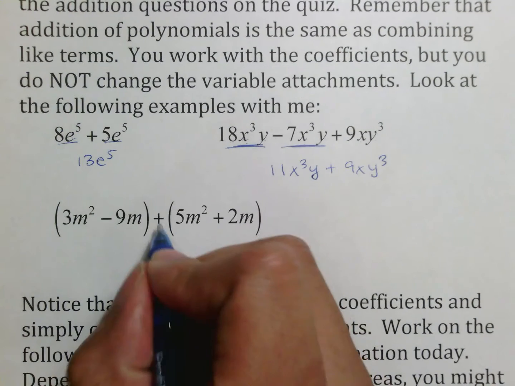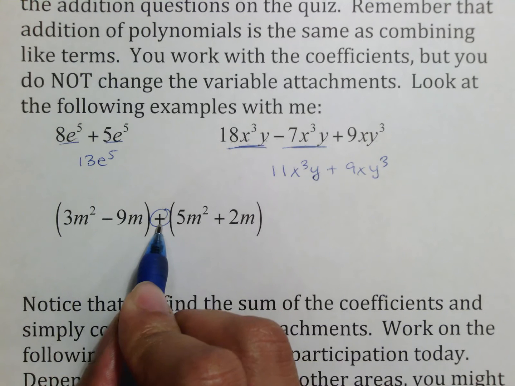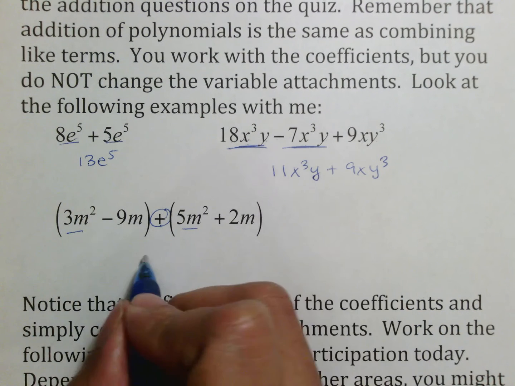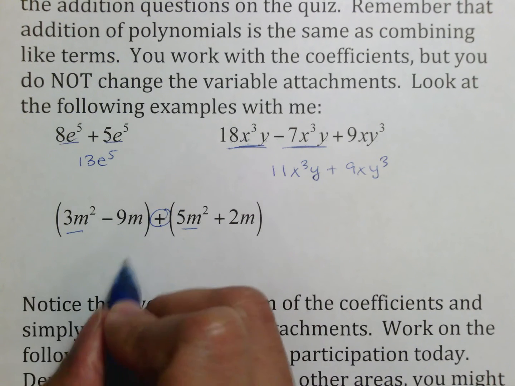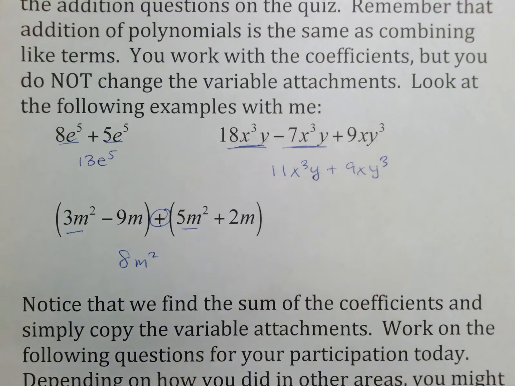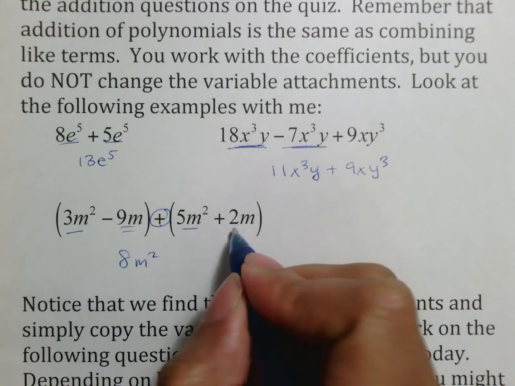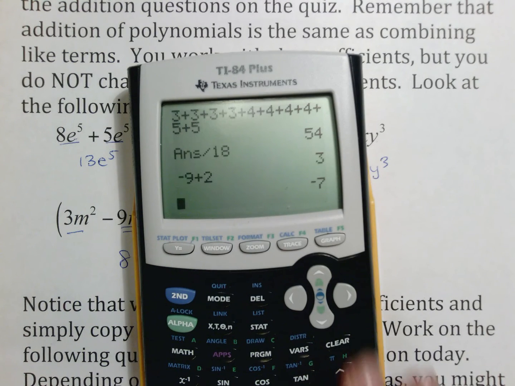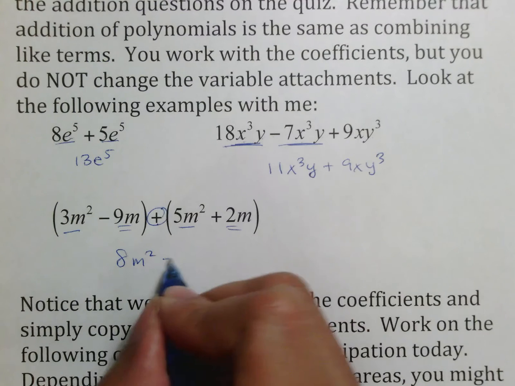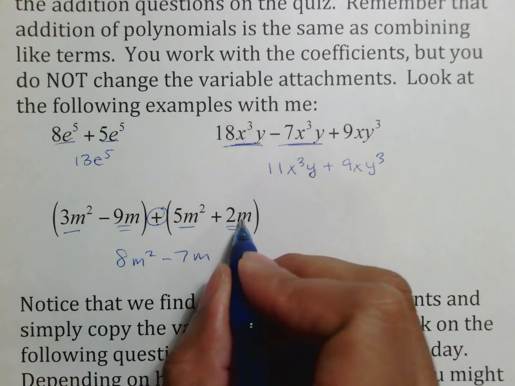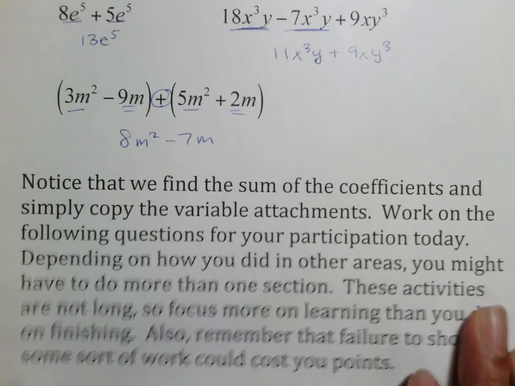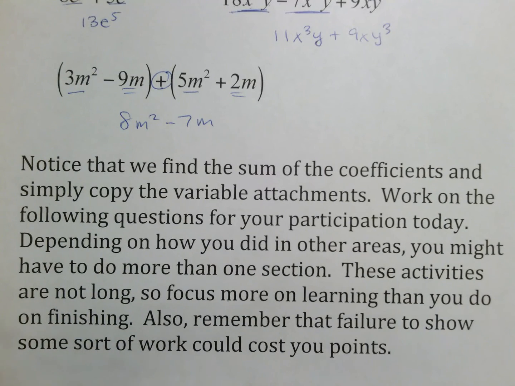Here, you remember again that plus means just simply put everything together. And so you have your 3m squared and your 5m squared, which, as we just said, 3 and 5 make 8, and the label does not change. Then you put a negative 9 with a positive 2. If you don't know what that is, especially on a test, please make sure you do something to work that to your advantage. That's minus 7, and then again the label on that does not change. Okay, so notice again that we find the sum of the coefficients and then simply copy the variable attachments. That's whenever you are combining terms or adding.